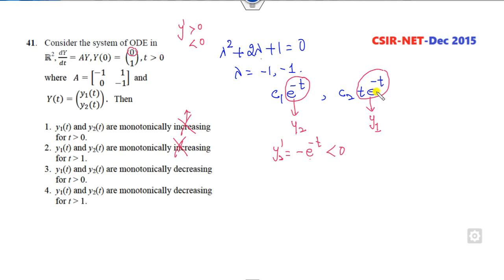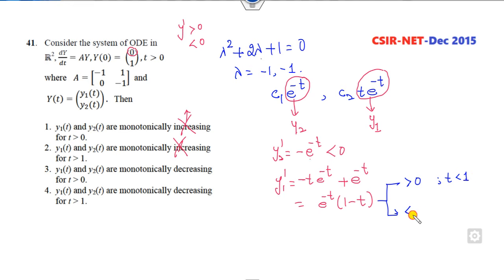Now what is the derivative of this? What is the first derivative of this? e raised to power minus t plus e raised to power minus t. So I can write it as e to the minus t times 1 minus t. Now you can see these are the two cases. It is greater than 0 when t is less than 1. It is less than 0 when t is greater than 1. Fine. Now you can see this is for all t.